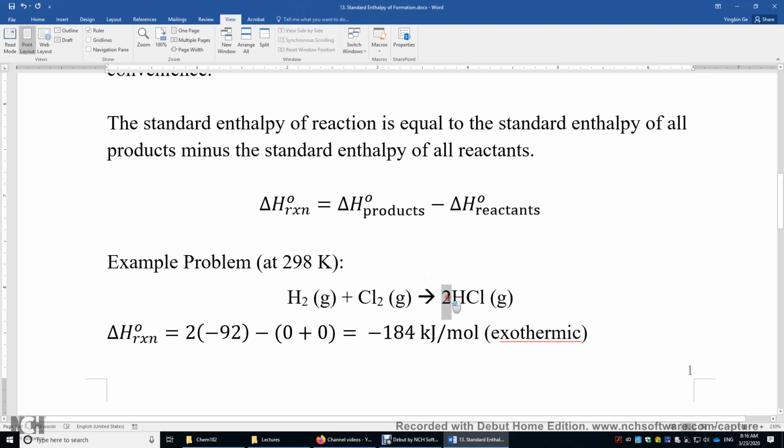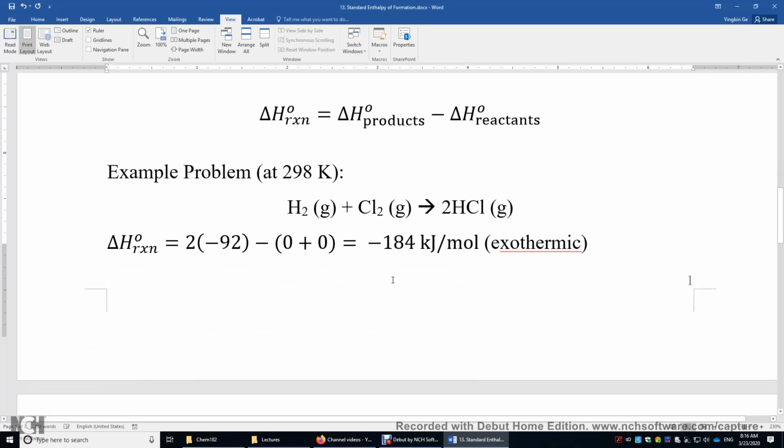Multiply that by the coefficient 2 here. And then minus the enthalpy of formation of the reactants, which happens to be 0 because H2 and Cl2 are pure elements. And we're talking about 298 K. So the result is simply negative 184 kilojoule per mole. It's exothermic.